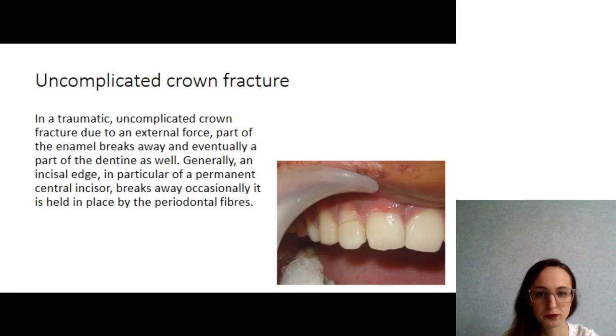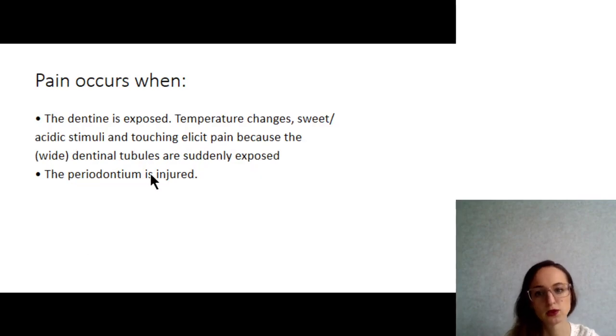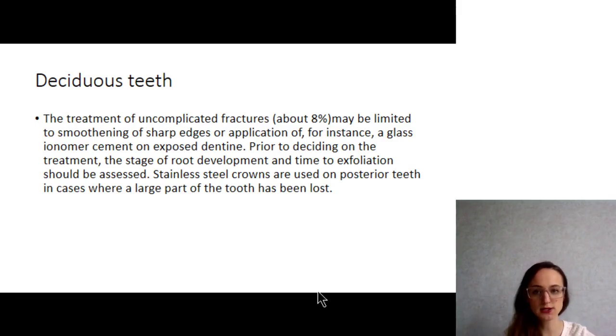And uncomplicated crown fractures. So pain occurs when the dentin is exposed, with temperature changes, sweet, acidic stimuli, and touching. Pain occurs because the dental tubules are suddenly exposed, and when the periodontium is injured. So, in deciduous teeth, the treatment of uncomplicated fracture, about 80%, may be limited to smoothing of sharp edges or application of a glass ionomer cement on exposed dentine.